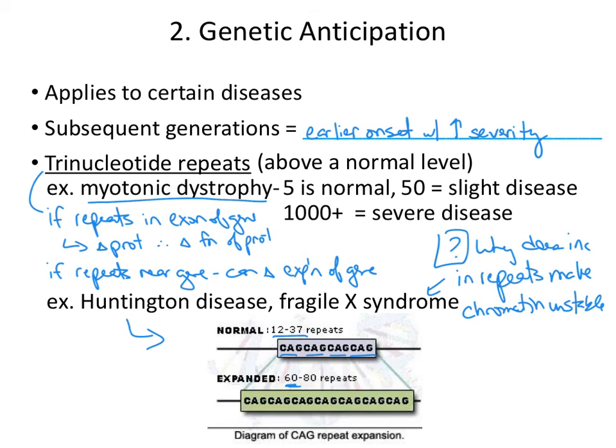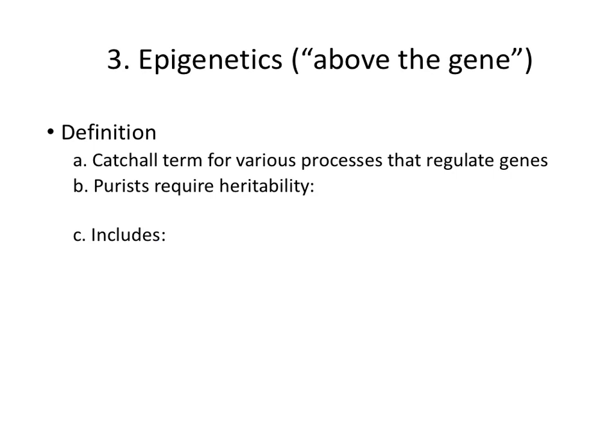Okay, so now moving on to number 3, and we're just going to start epigenetics today and move on further in part 2 of these video series. With epigenetics, this is above the gene. So in other words, it's not just the DNA, promoters, enhancers, transcription factors, and all the other enzymes involved in gene expression. There are other things that can be modified that change gene expression besides all of that. So epigenetics is like a catch-all term for various processes that regulate gene expression.